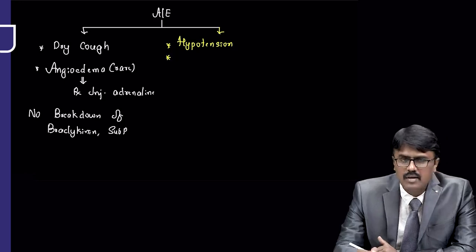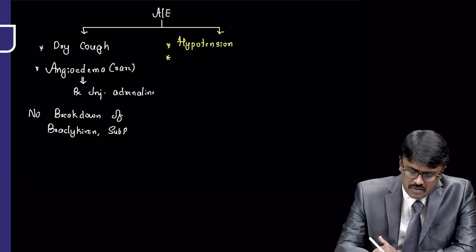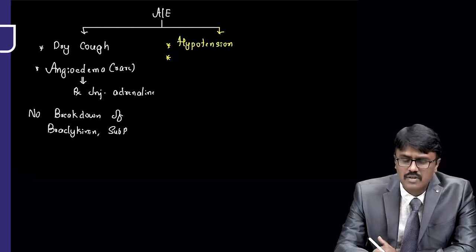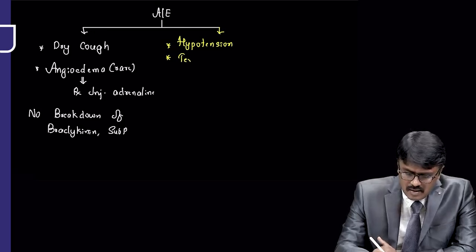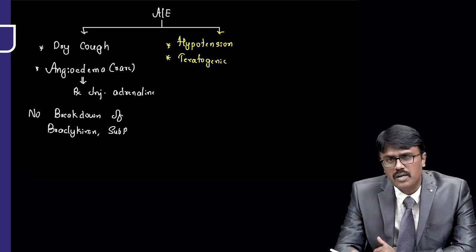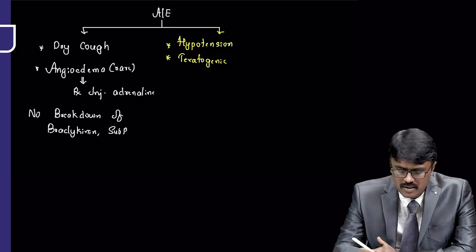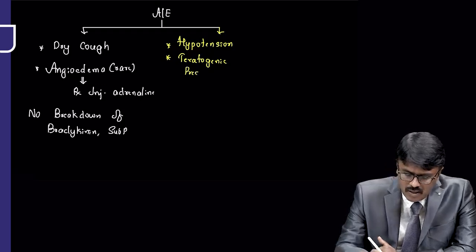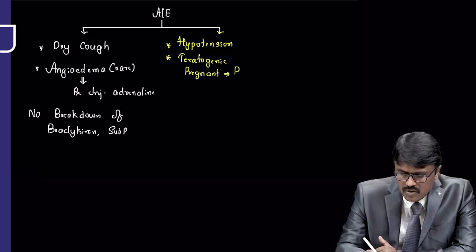The second important adverse effect of the drug is that it is teratogenic. So you should not use it in pregnancy. Very, very important point. Please mark it. In pregnancy, it has been shown to produce renal agenesis.